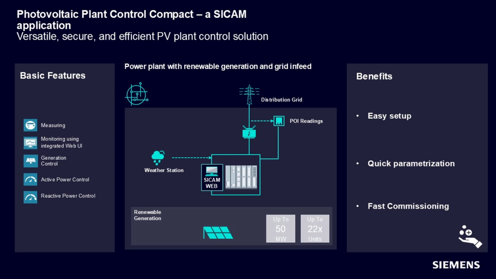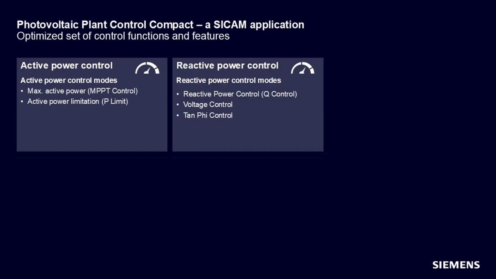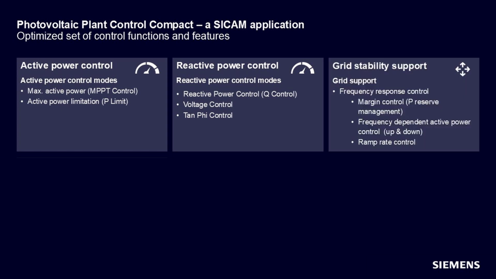Active power control includes MPPT control, where we aim to harvest the maximum power available according to current conditions, while ensuring that ramp rates are maintained. We also have an active power limitation mode, where the power plant controller limits inverter production according to the restrictions imposed by the operator. Additionally, we offer various reactive power control modes: pure Q control, reactive power control at the point of common coupling or point of interconnection, voltage control, tangent phi, and cosinus phi. Our system supports grid stability functions, including frequency response control.